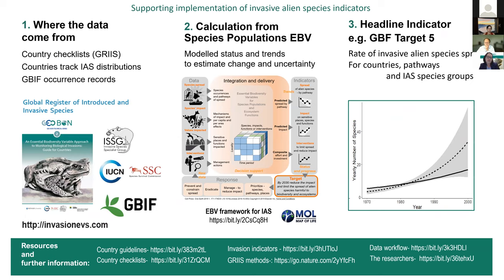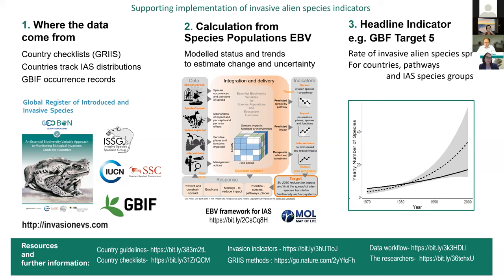To go back to the three-step EBV process, I thought I would show an example. And the example here is using this process of going from raw data collection through biodiversity modeling and the production of essential biodiversity variables to the production of indicators. And here, this is for invasive alien species. Now, we're not going to be talking about invasive alien species indicators today, but it's a good example of how GEOBON supported EBV development is aiding the development of indicators.